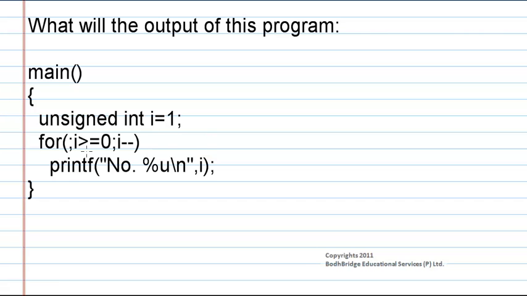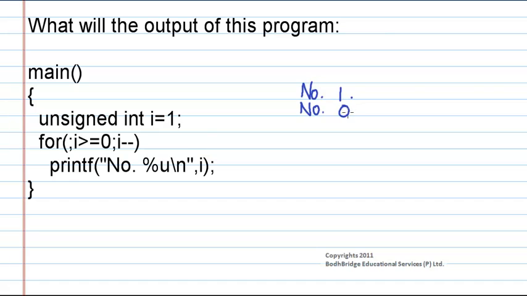So for iteration number 1, when the condition is checked, I is greater than 0, that is, 1 is greater than 0. So the value of I will be printed as number 1. Next, in the next iteration, the value of I will be decremented and now it will become 0. Still the condition is satisfied and the number will be printed.